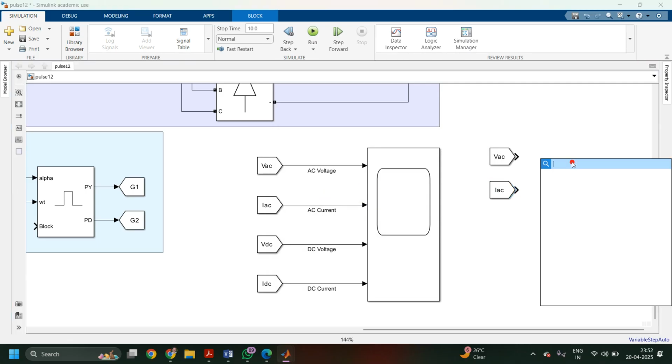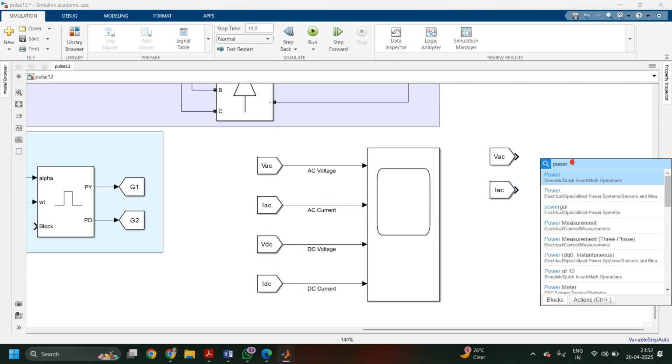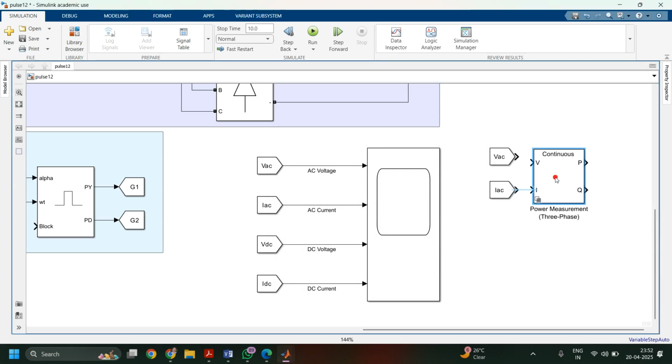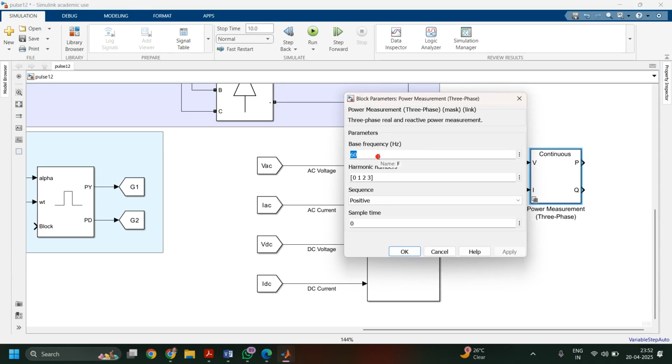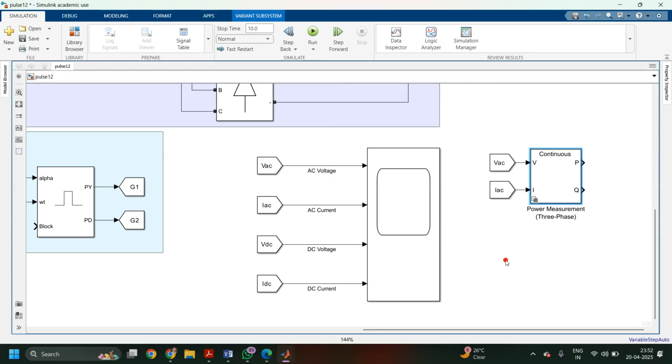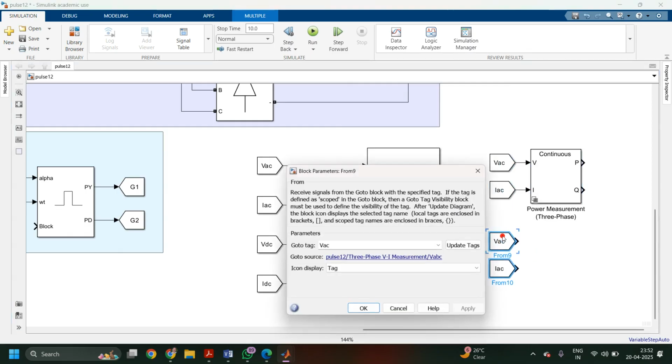Now you add the power measurement block. Okay, power measurement three phase. You connect these blocks here. Double click on the power measurement block. Set the frequency to 50 Hertz. And we need only fundamental power. So click on one. Next, copy this block again. Here I want to measure the DC power.